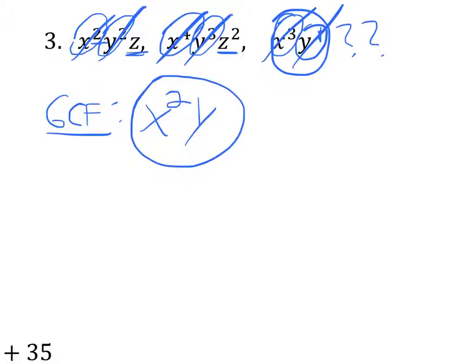So when you're just dealing with variables, all of the terms have to have the same variable, and then if they do have the same variable, you take the smallest exponent for each variable.